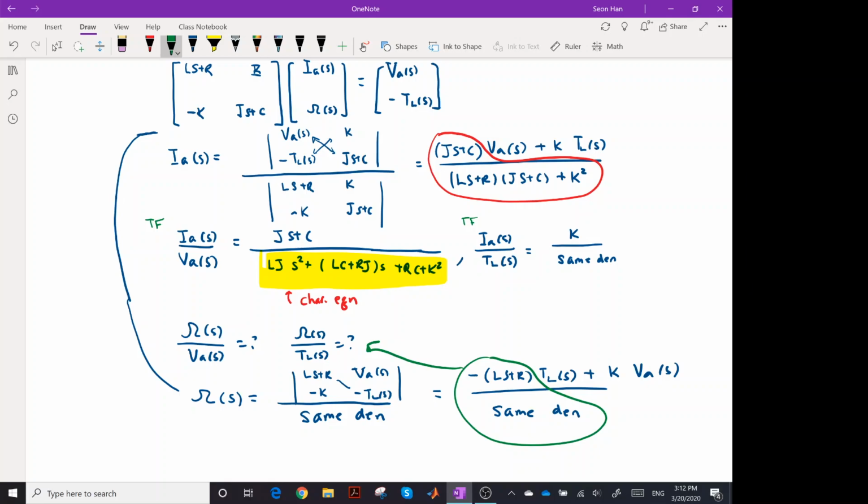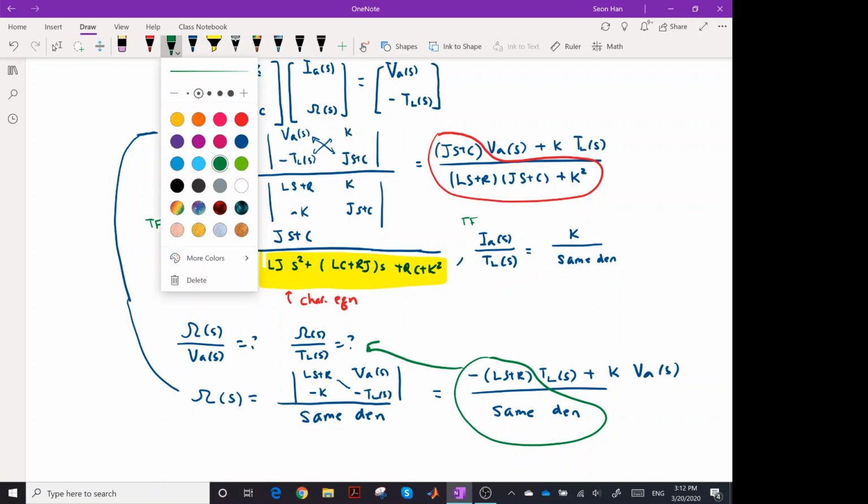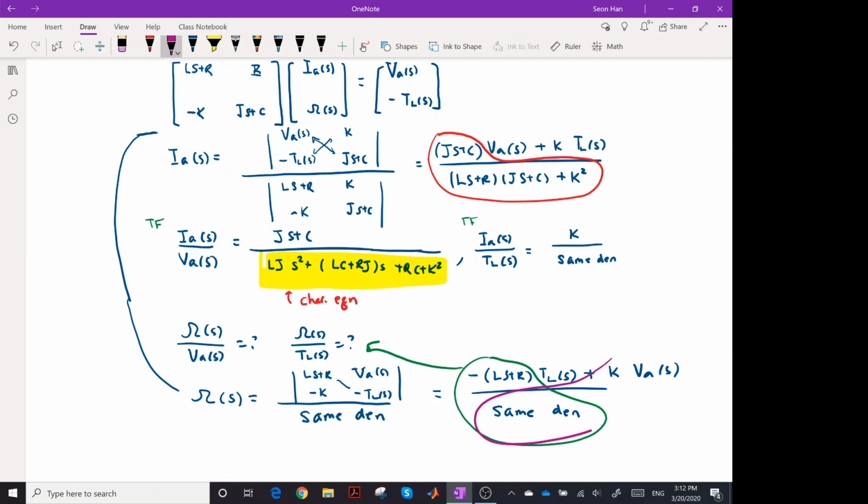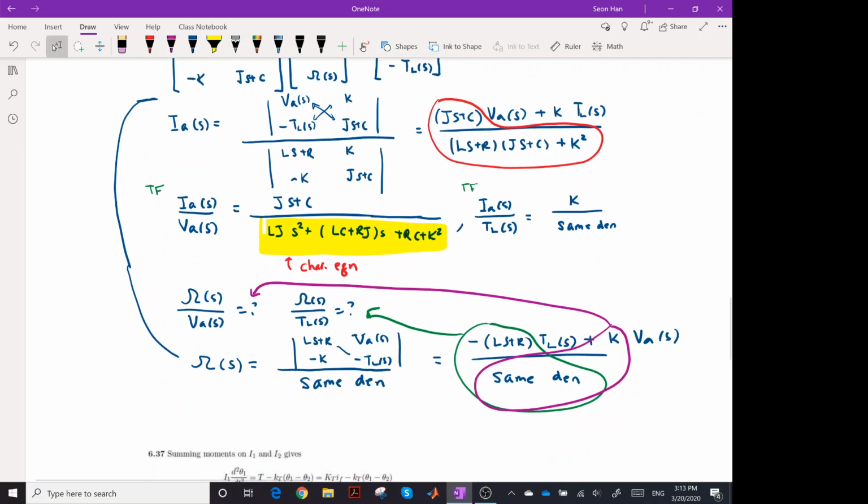Let me pick a different color. How about purple? Okay, purple. And this term right here, K divided by the same denominator, that's a transfer function, omega divided by VA. Okay. So what's the benefit of having a transfer function?